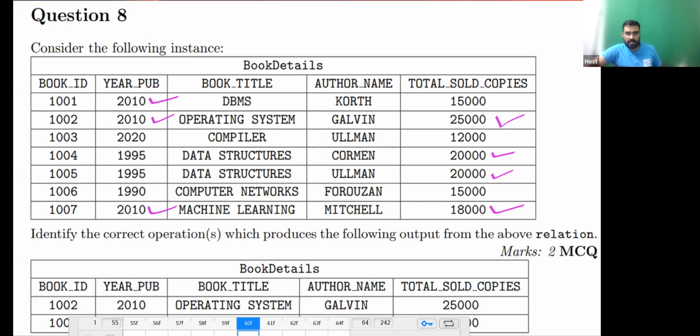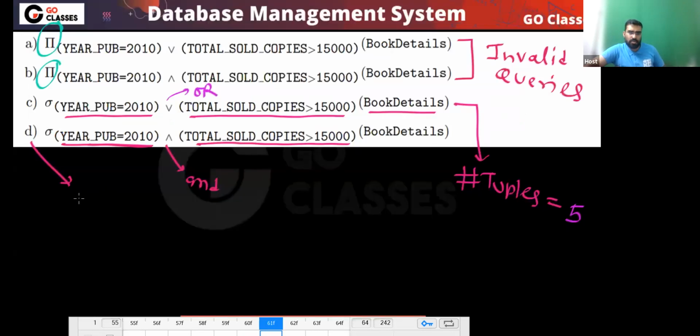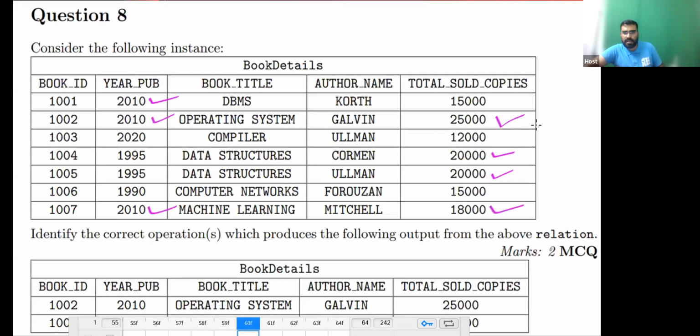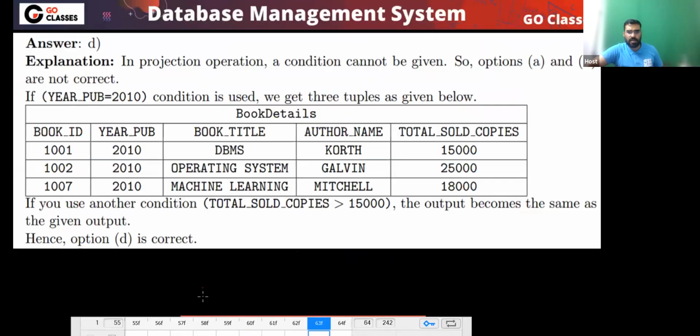So I can say the red query will give you number of tuples equal to 2. Blue ticks in the previous image. You can put the blue ticks, like you will get this and you will get this. So these two you will get, operating system and machine learning. So that's it. This is a very simple question.